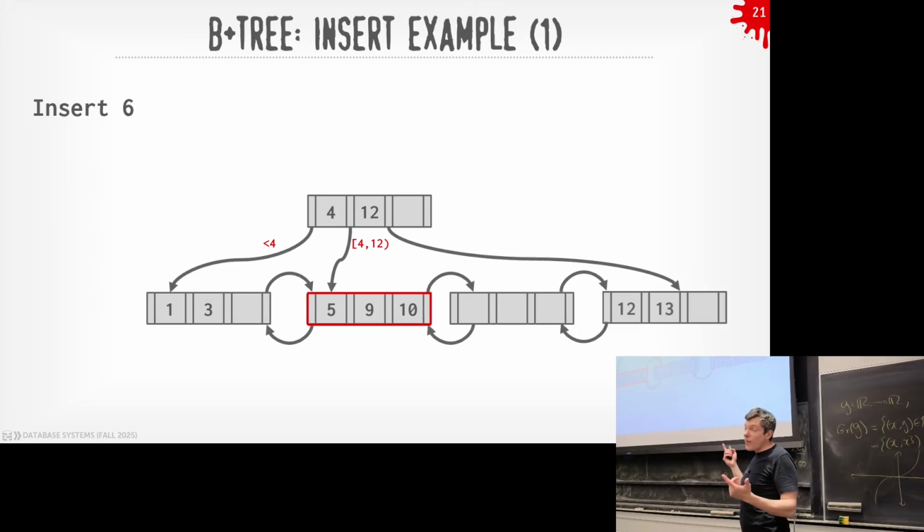His question is, why isn't 4 there? Because 4 was inserted and then got deleted. That's okay. In a B tree, you can't do that. In a B plus tree, you can.